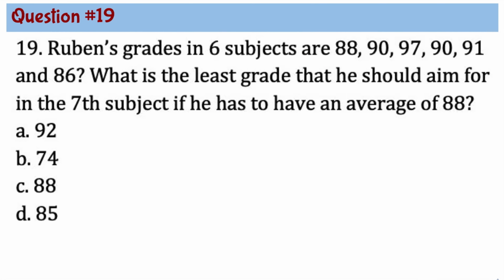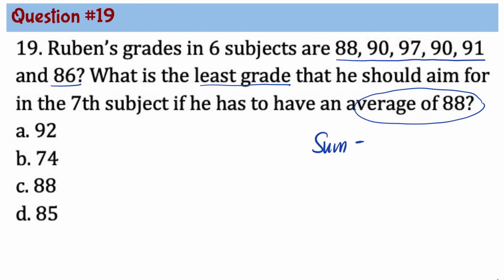Question number 19. Ruben's grades in 6 subjects are 88, 90, 97, 90, 91, and 86. What is the least grade that he should aim for in the 7th subject if he has to have an average of 88? If the average is 88 and there's 7 subjects, that means the sum of the grades should be equal to 88 times 7. And this will be 56, carry 5, 56 plus 5 is 61. So we know that the sum of the 7 grades must be 616.